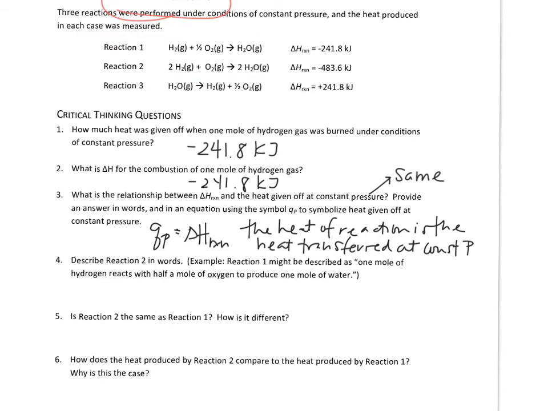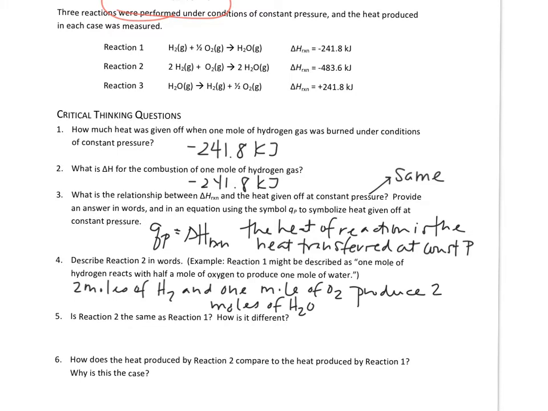Now, it says in question 4, describe reaction 2 in words. So reaction 2 is 2 moles of hydrogen plus 1 mole of oxygen produce 2 moles of water. Is reaction 2 the same as reaction 1? Well, definitely not, because it's got different number of moles involved, but it is the case that the reactants and products are the same in both. It's just that this is a scaled up version. Reaction 2 is a scaled up version of reaction 1.